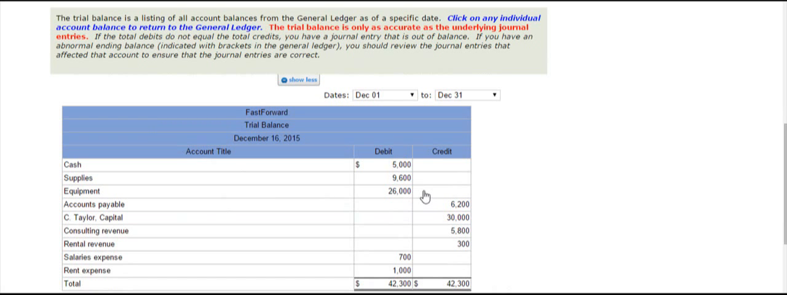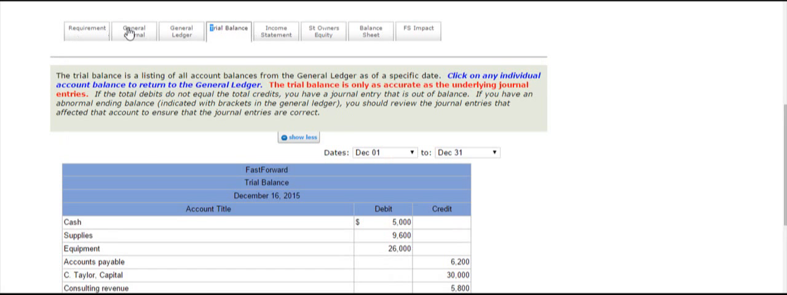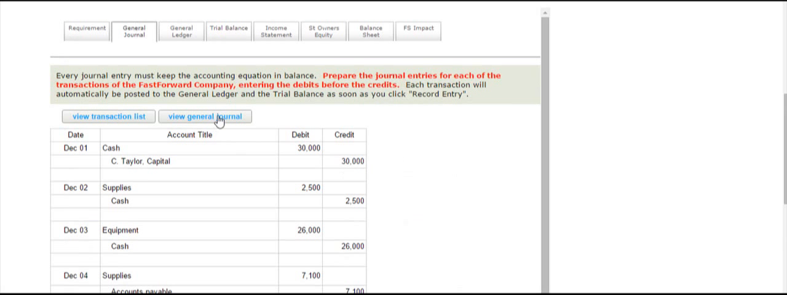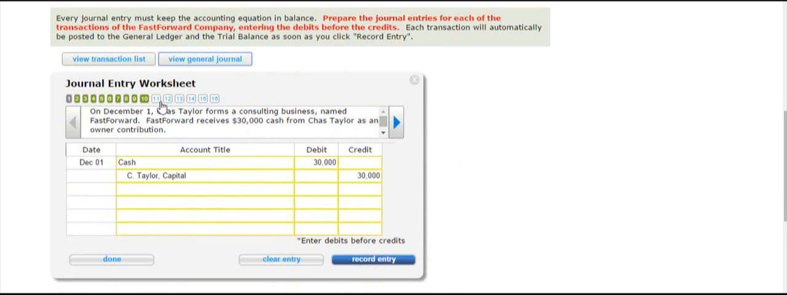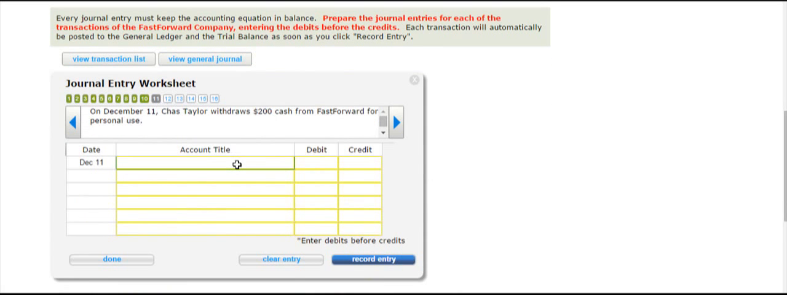If you had made a mistake, and say you made this 2,400, but you also didn't, where's the other part of that? Didn't reduce your cash by the 26,000, but by 24,000, everything would still balance. So it's really just showing you your debits equal your credits. It doesn't necessarily show you if you've made a mistake. We'll go back to the general journal and we'll finish this up.